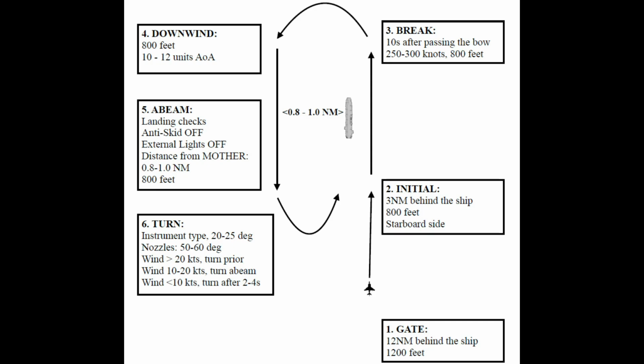Then we make our turn onto base leg, nozzles at 50 to 60 degrees. Again, if the wind is greater than 20 knots, turn prior to your landing spot. If the wind is 10 to 20 knots, turn abeam, and if the wind is less than 10 knots, turn 2 to 4 seconds after passing your landing spot.